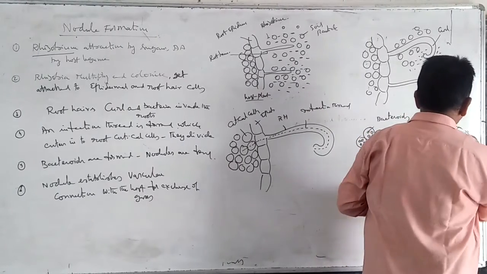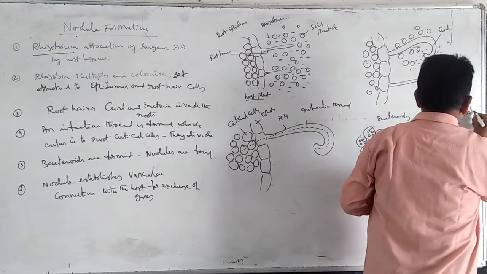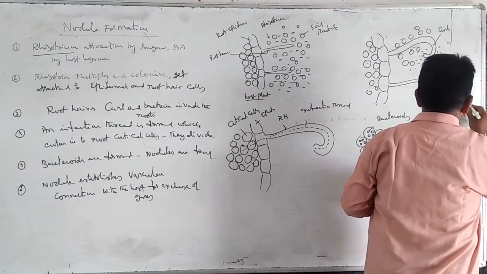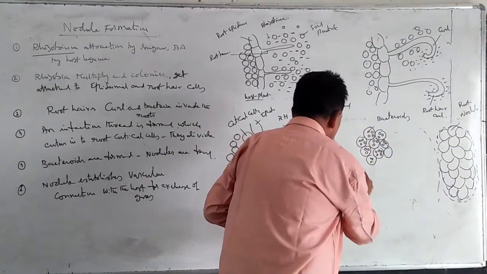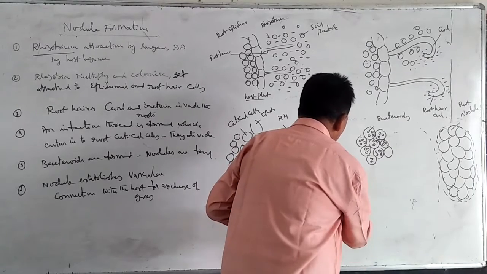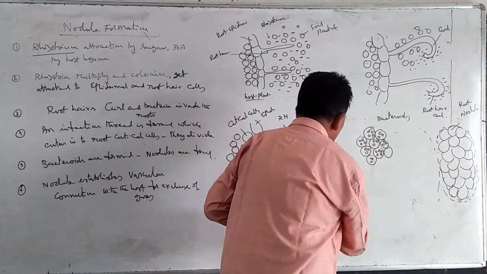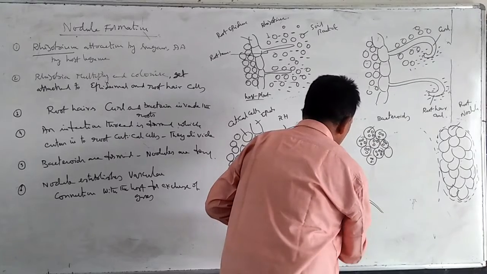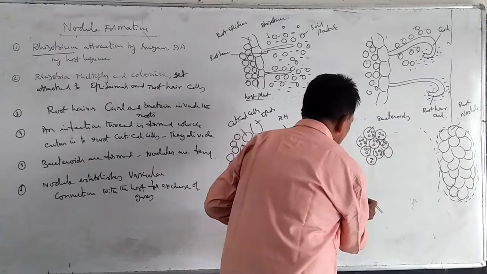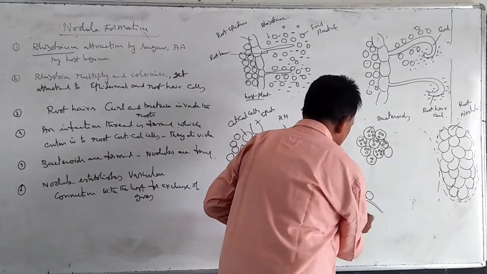So this swelling is called the nodule, root nodule. If you observe a leguminous plant, whichever you take, lateral roots appear like this. These are the lateral roots. And on these lateral roots, you will see nodules like this.